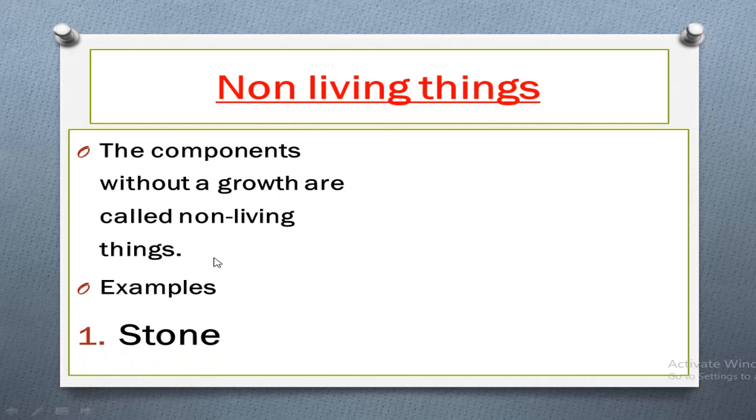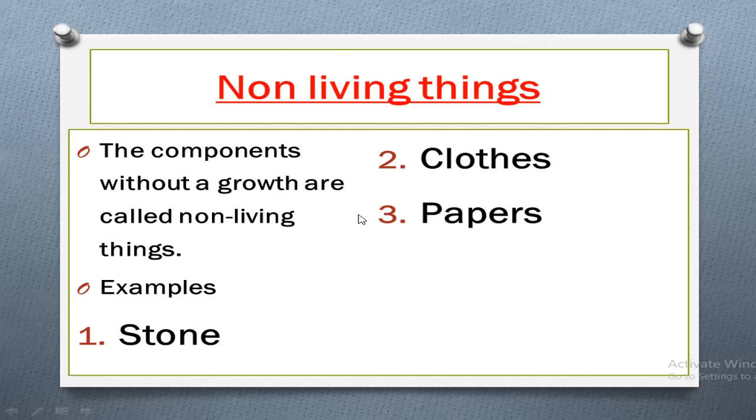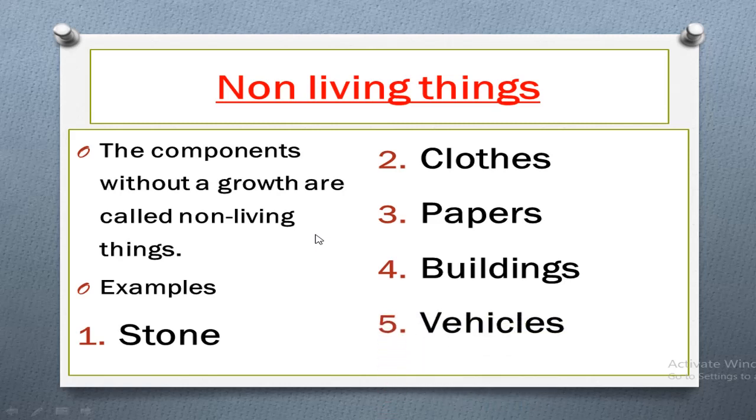The first one is stone. Stone does not show growth. Therefore, stone belongs to the non-living things. Next one, cloth. Cloth also does not show growth. Therefore, cloth also belongs to the non-living things. Next one, papers. Papers also do not show growth. Therefore, papers also belong to the non-living things. Buildings also do not show growth. Therefore, buildings also belong to the non-living things. Vehicles also do not show growth. Therefore, vehicles also belong to the non-living things.